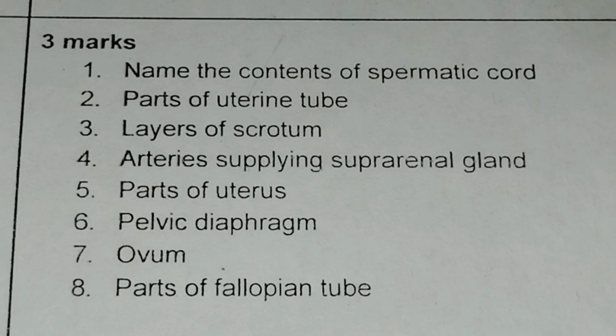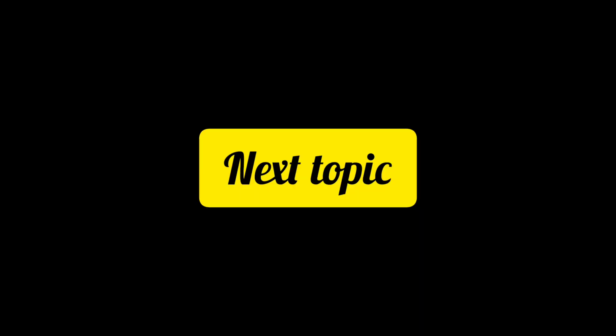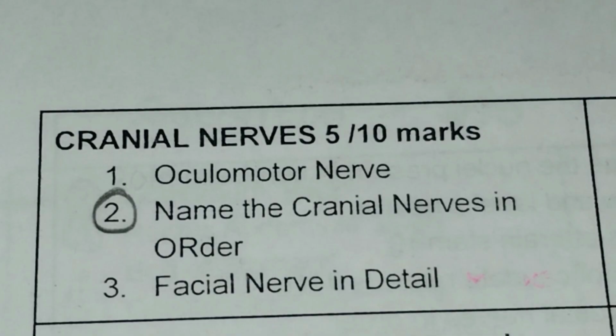Fifth one, parts of uterus. Sixth one, pelvic diaphragm. Seventh one, ovum. Eighth one, parts of fallopian tube. Now coming to the next topic, cranial nerves.